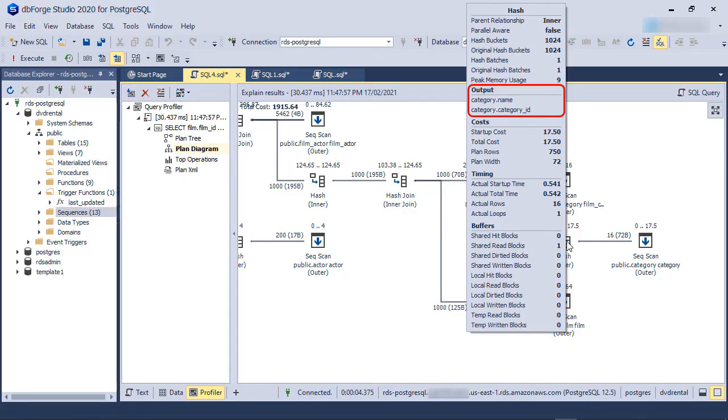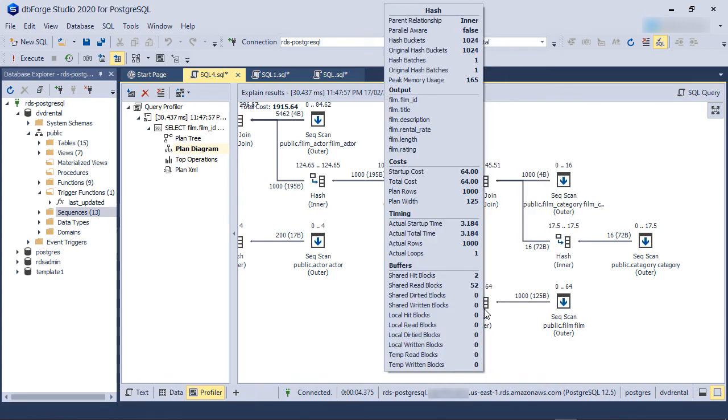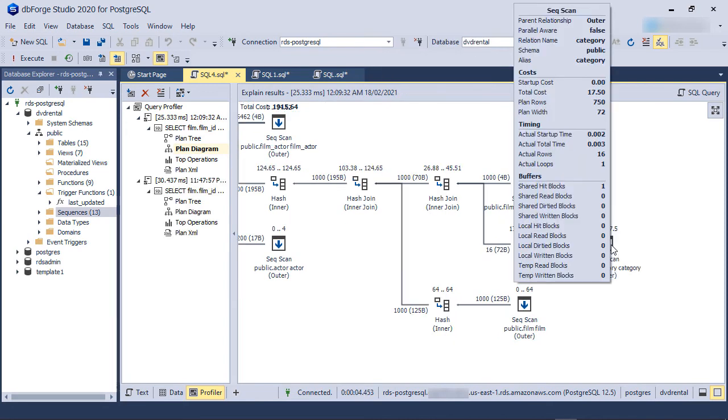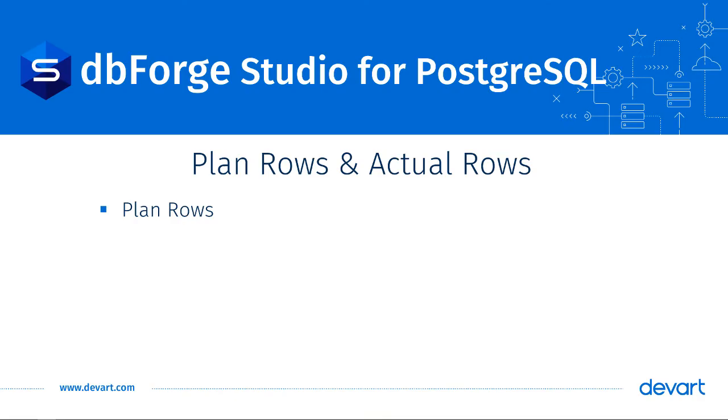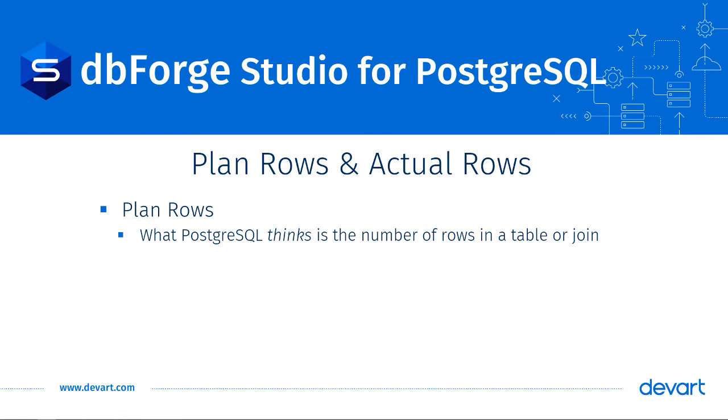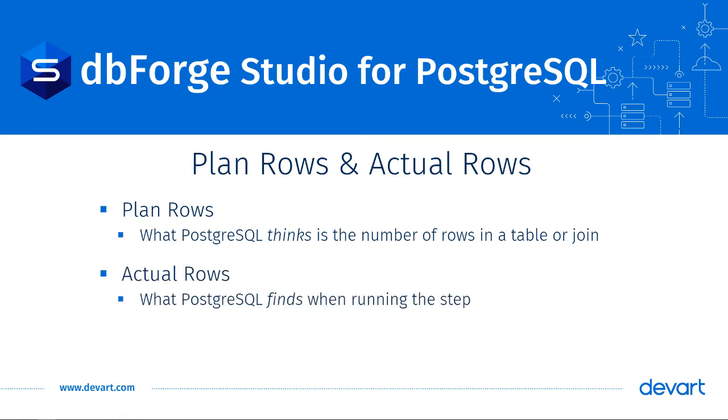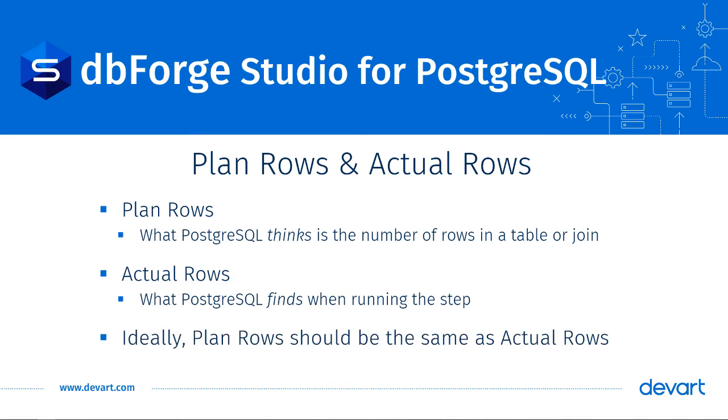We also have the list of fields returned from the node. If the node is part of a join operation, it can be either an inner or an outer node of the join. There's also the number of rows returned by the node. There are two values for the rows returned: plan rows and actual rows. Plan rows is what PostgreSQL thinks is the number of rows in that table or join. Actual rows is what it finds when running the step. Ideally, both plan and actual rows should be the same.